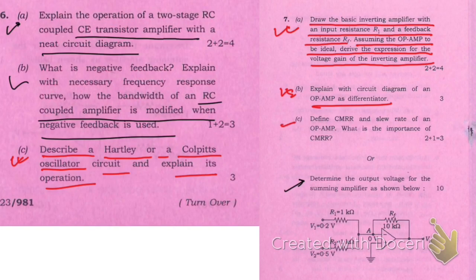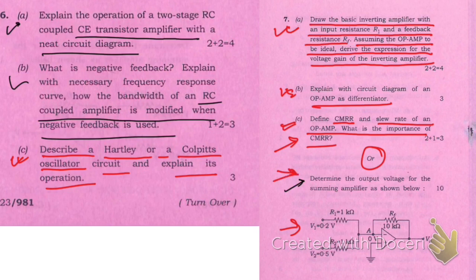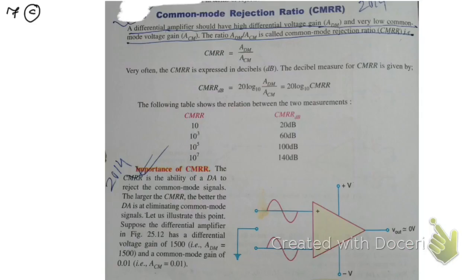So this is 7C. We have to define CMRR and slew rate of an op-amp. What is the importance of this CMRR? Okay, then you have to answer this question, or you need to solve this problem. I'm going to show you the solution of this problem, how to solve this. Okay, so first let me show you the answer of this 7C. Okay, so let me give you the answer. So this is the answer to 7C, right?